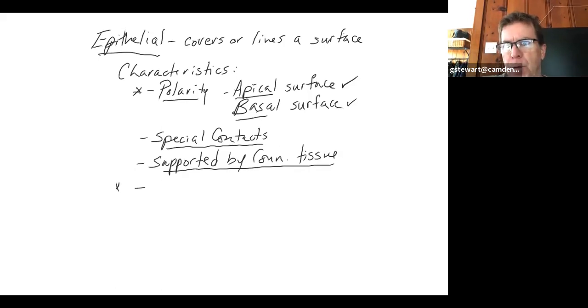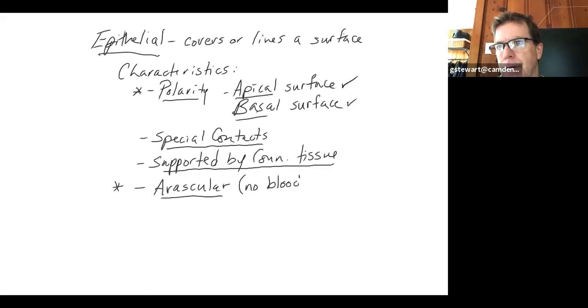This is a big one, so I'm going to put a star next to it. All epithelial tissues are avascular. That means they do not have a direct blood supply to the cells. So epithelial tissues don't have their own blood supply. They get their nutrition through diffusion from deeper tissues.